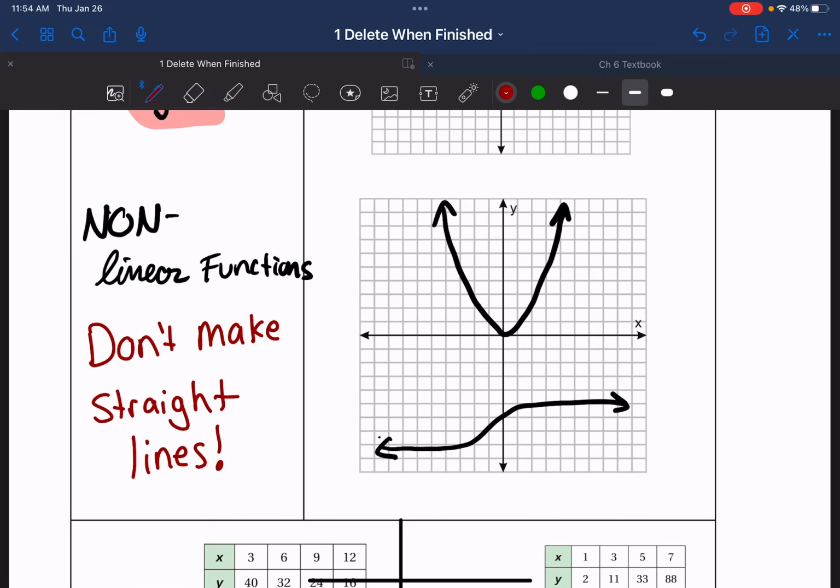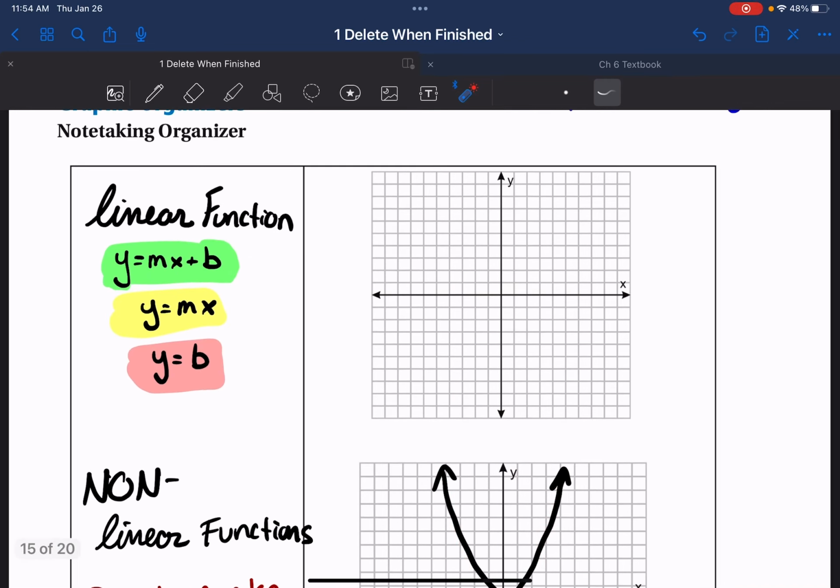You don't have to learn how to graph these yet. That's what you're going to do in high school. But right now, you just get to learn that that's not a linear function. That's something else. That's a function. It's just not a linear function. But now up here, let's talk about linear functions. Linear functions are straight lines, right? But we know y equals mx plus b makes a straight line. y equals mx makes a straight line. y equals b makes a straight line.